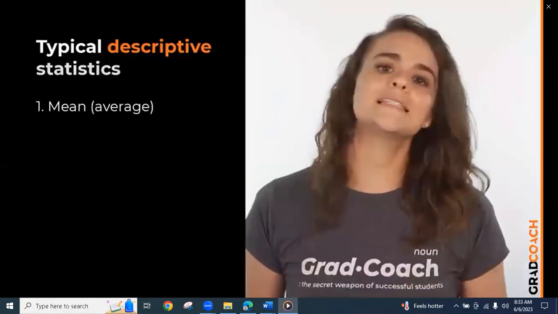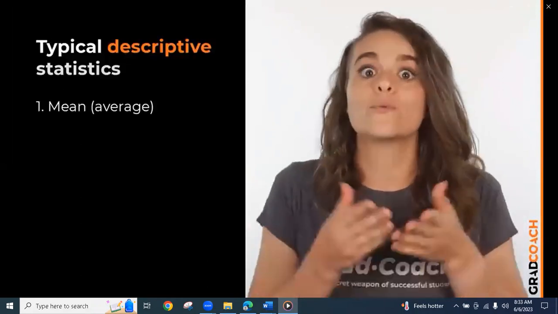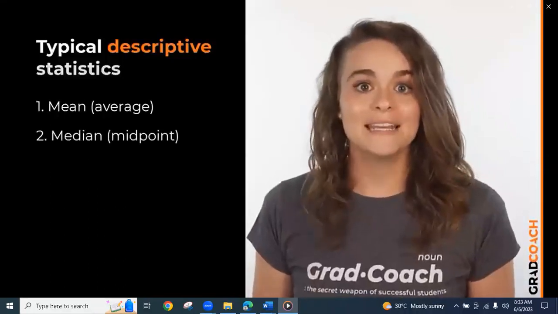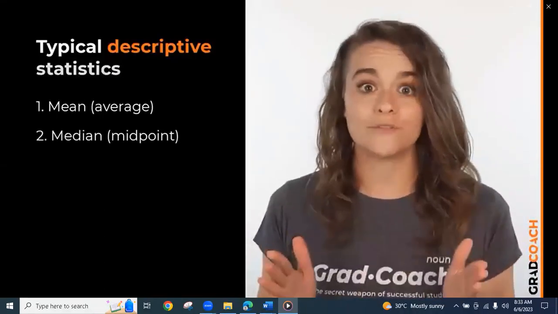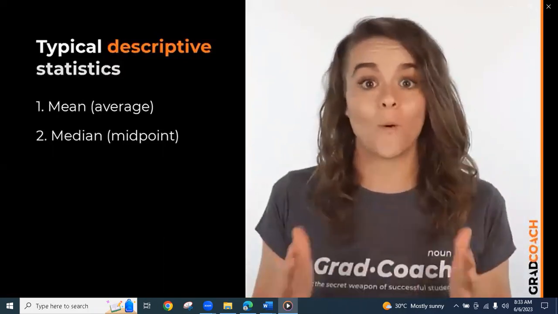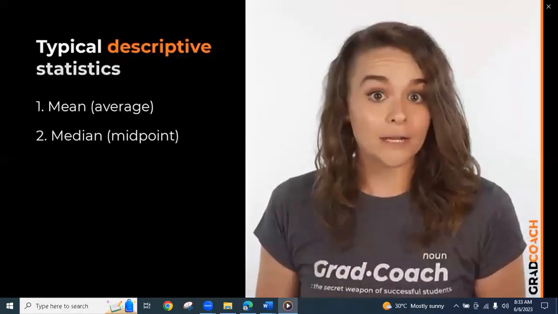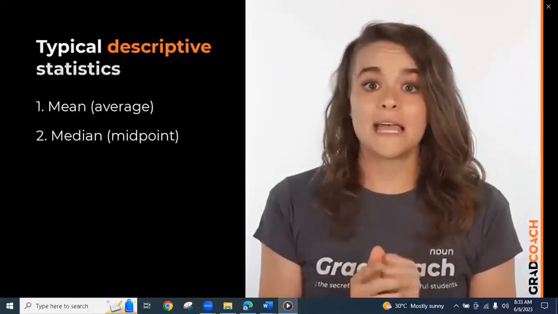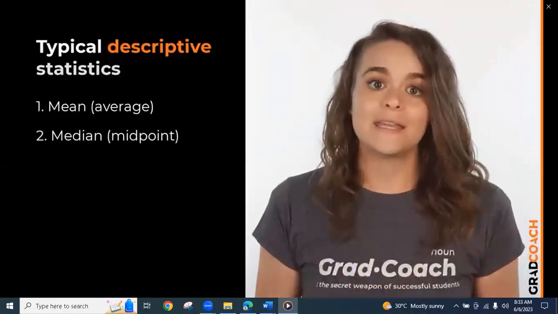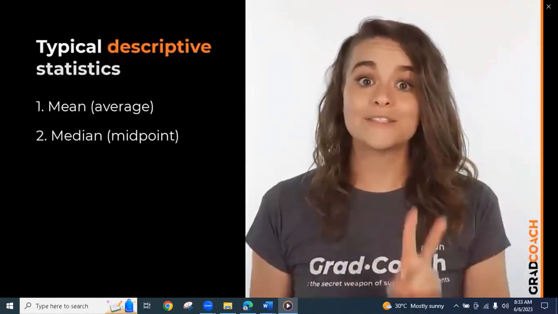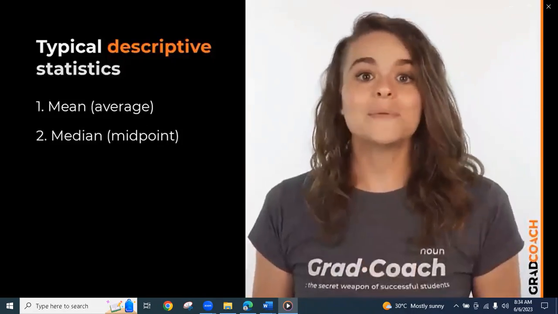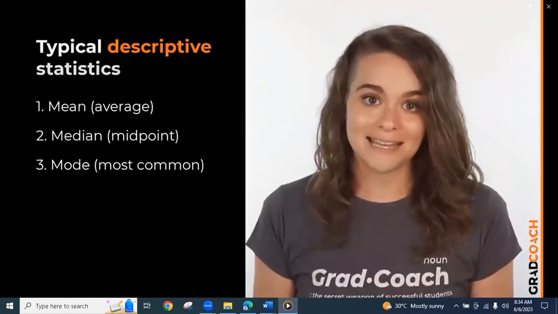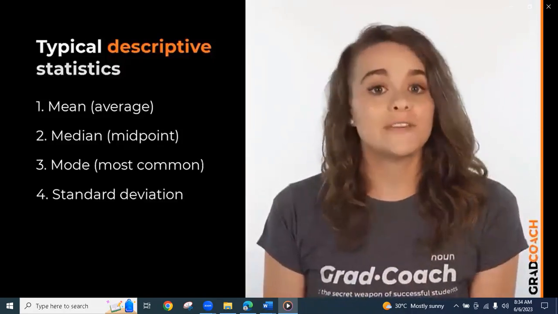The mean. This is simply the mathematical average of a range of numbers. Nothing too complicated here. Next is the median. This is the midpoint in a range of numbers when the numbers are all arranged in order. If the data set makes up an odd number, then the median is the number right in the middle of the set. If the data set makes up an even number, then the median is the midpoint between the two middle numbers. Next up is the mode. This is simply the most commonly repeated number in the data set. Then we have standard deviation.